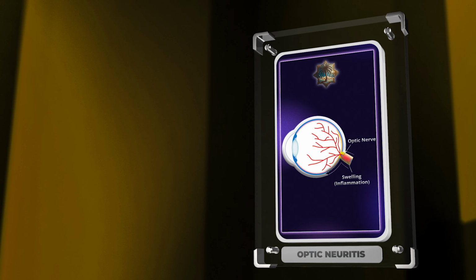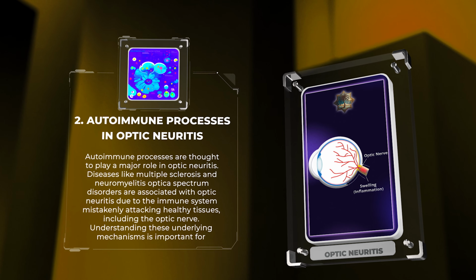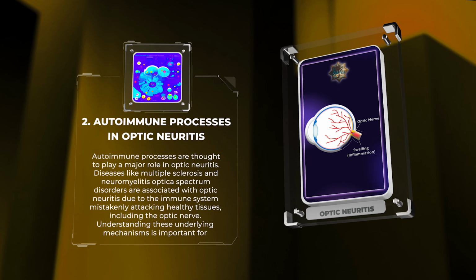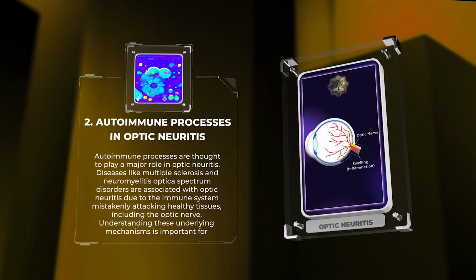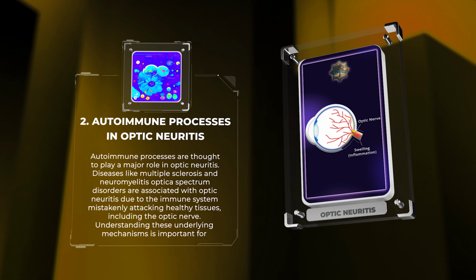Autoimmune processes are thought to play a major role in optic neuritis. Diseases like multiple sclerosis and neuromyelitis optica spectrum disorders are associated with optic neuritis due to the immune system mistakenly attacking healthy tissues, including the optic nerve. Understanding these underlying mechanisms is important for diagnosis and treatment.